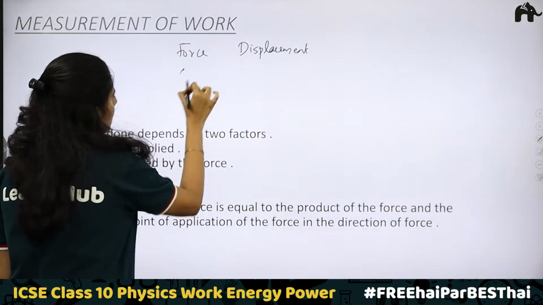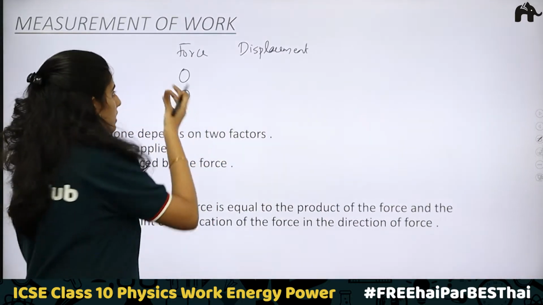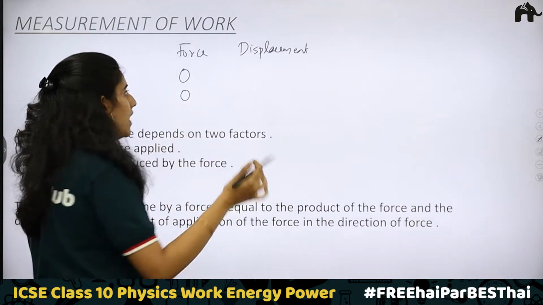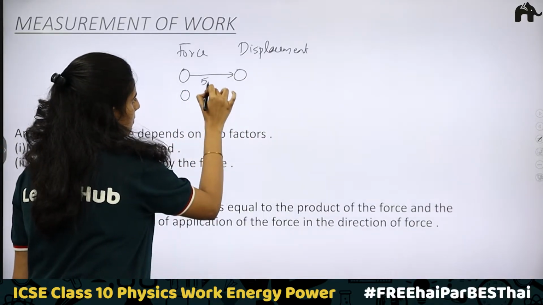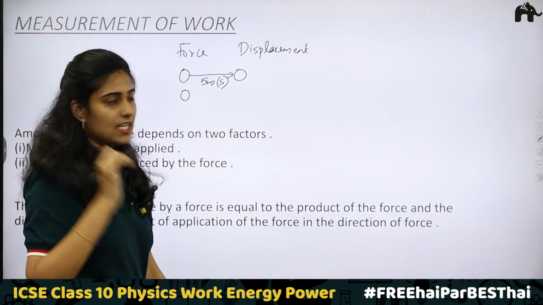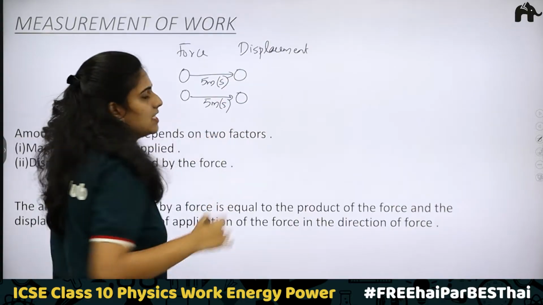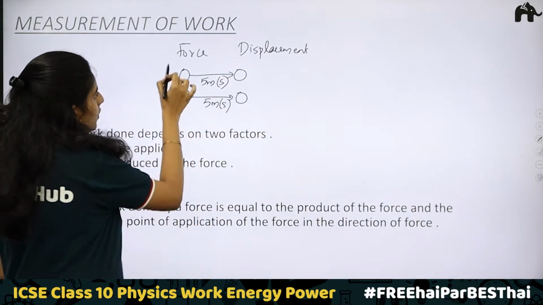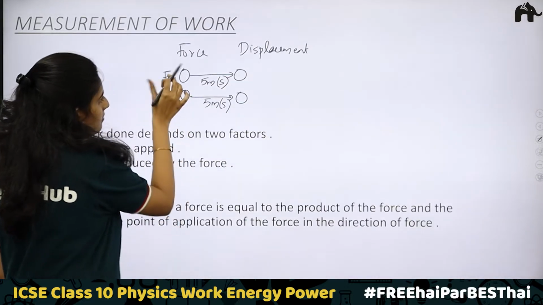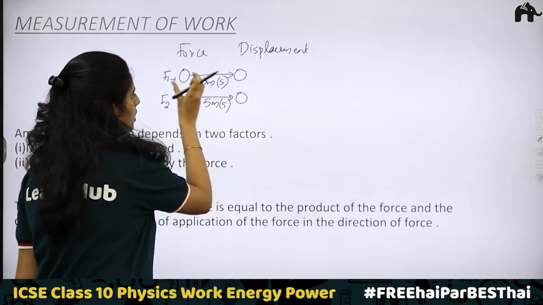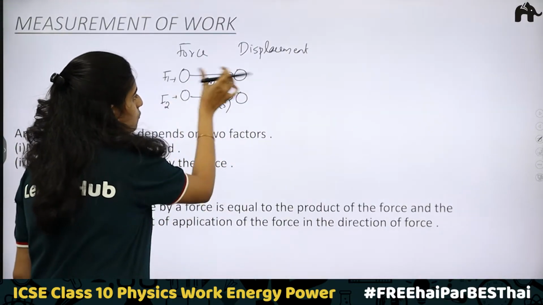Consider a case. We have 2 bodies and 2 forces are being applied on the bodies to displace them through a 5 meter distance. First body is being displaced by 5 meter. Let us take the displacement as S. And the second body is also displaced by 5 meter, displacement S. Here the force applied is F1 and here the force applied is F2. F1 force is applied on the first body to move it through a distance of 5 meter.